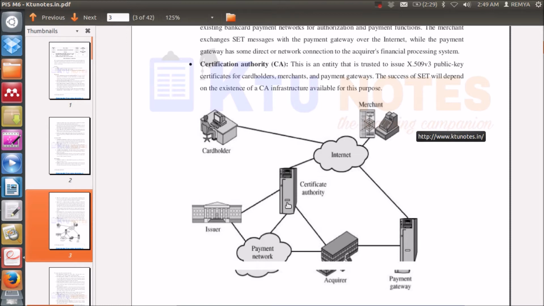Then there is a certificate authority. This is an entity that is trusted to issue public key certificates for card holders. He also provides the same for merchants and the payment gateway. The success of SET will depend on the existence of certificate authority infrastructure available for this. There is a payment network which performs all authorization and payment functions. The merchant exchanges messages with the payment gateway over the internet, while the payment gateway has some direct or network connection to the acquirer's financial processing system.